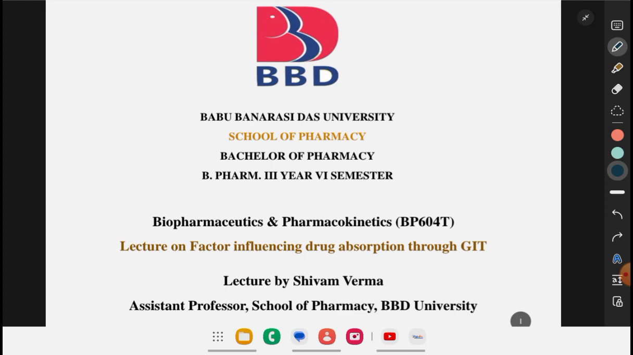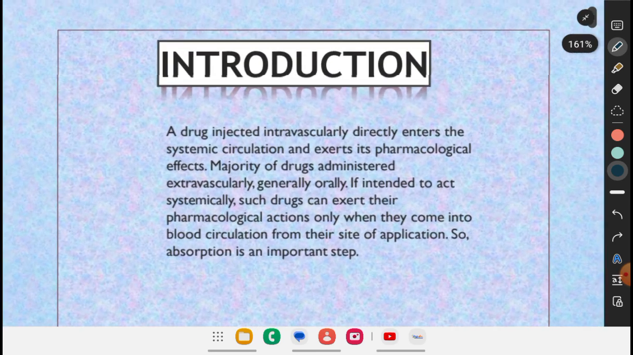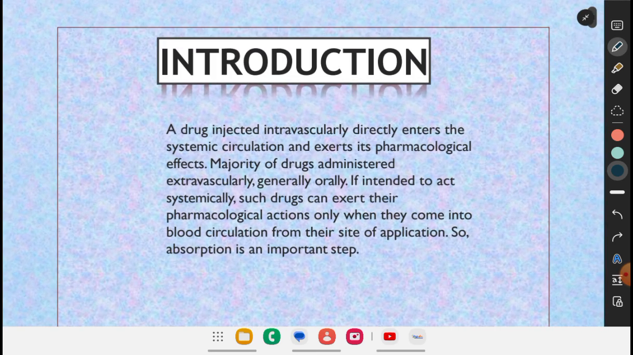Today we are going to discuss the factors influencing drug absorption through the GIT. So first, coming to the introduction. We all know that a drug injected intravascularly directly enters the systemic circulation and exerts its pharmacological effect, and the majority of drugs are given extravascularly, generally orally, if intended to act systemically.